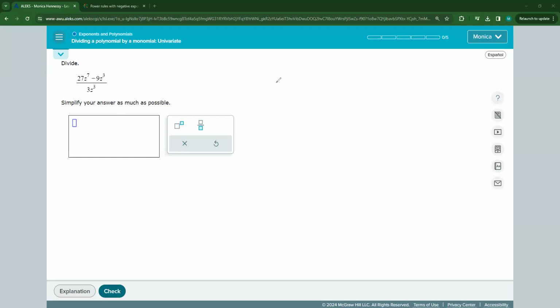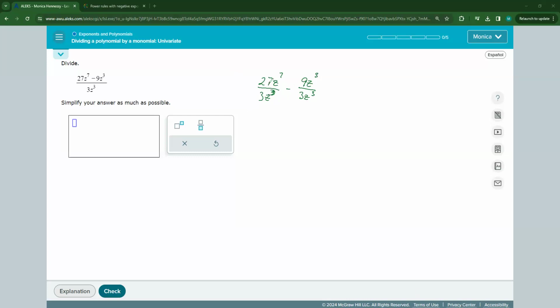So we can rewrite it as 27z to the 7th over 3z to the 3rd minus 9z to the 3rd over 3z to the 3rd. And then we're just going to simplify each one of those fractions. That's a terrible 3, but there we go.